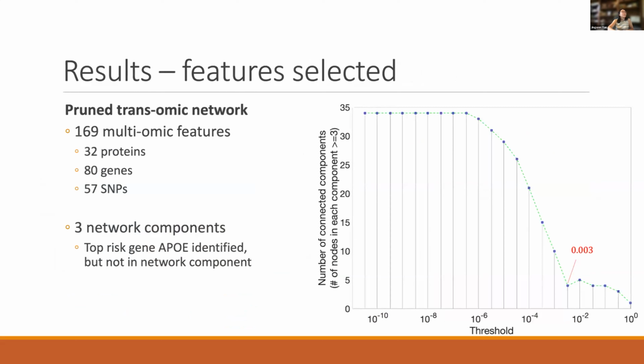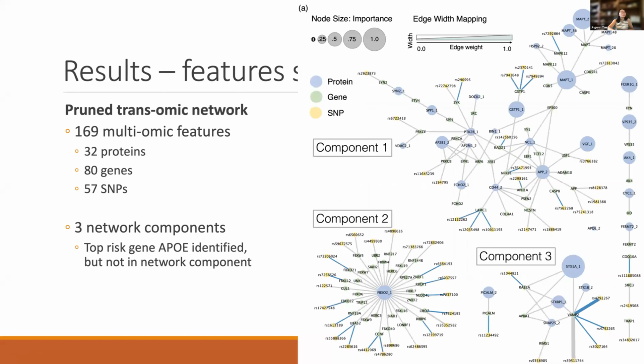To identify which multi-omic features we have selected, we probe this prior transomic network using the weights we have learned. This is the threshold we have selected, 0.003. In total, we get 3 network components. The top risk gene ApoE, we also identified, but it's not included in any of these network components because we did not identify many functional interactions for this gene in the prior network. So this is the final 3 network components we have identified.